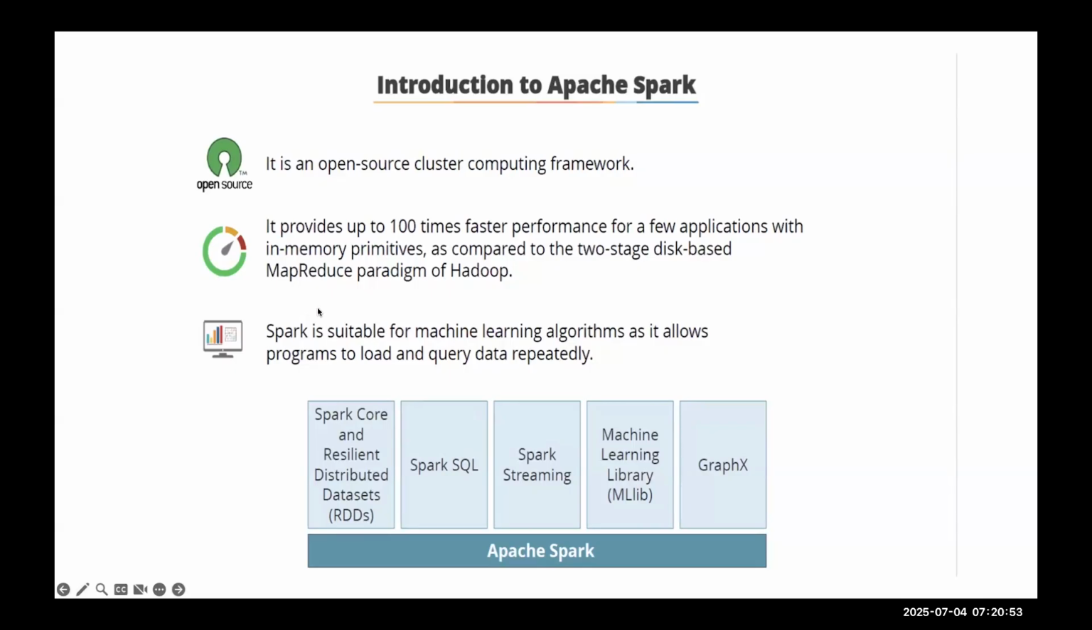Now, what are the libraries Spark provides? These are Spark core, Spark SQL, Spark streaming, machine learning library, and graphics. These last ones are for machine learning. We are not going into those because data engineers mostly use only these three things: Spark core, Spark SQL, and Spark streaming. Once you are well versed with data engineering, maybe after that, if you want, you can switch to machine learning also.